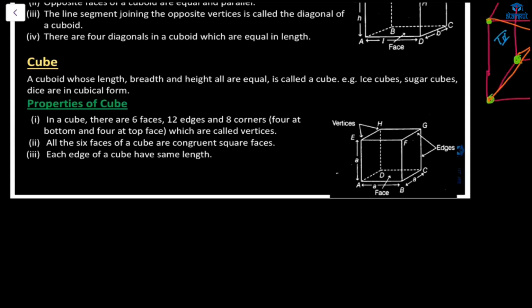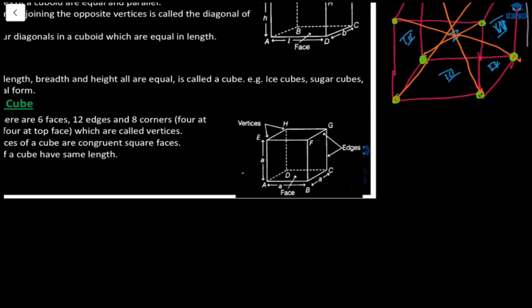A cube is the same as a cuboid. The only difference is that in a cube, all the edges are equal. सबके edges जो होंगे वो equal होंगे. In a cuboid you have length, breadth and height, but here all the measure values are equal. Length, breadth and height are there, but all are equal to L. In this, L is equal to B is equal to H is equal to A.